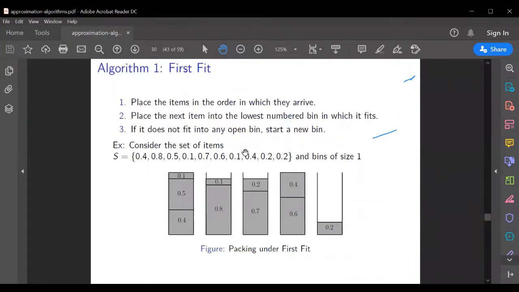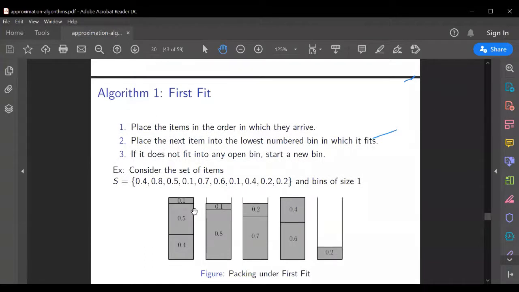Then the next item is going to be 0.1. This one is over, so I cannot put it there, but this one is not over. Still, I am left with 0.2, so I can put it here. Then the next 0.1 comes here. The next item is 0.4, which cannot go into the second or third bin. So it has to go into the fourth bin because you have only 0.6 already, so it becomes full.